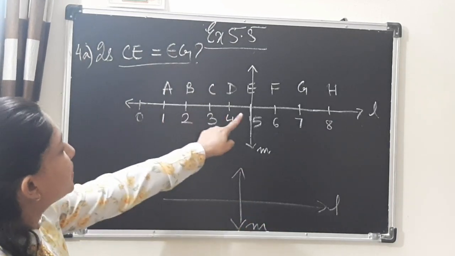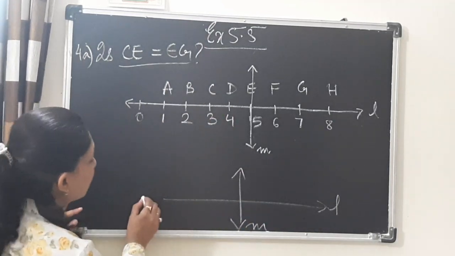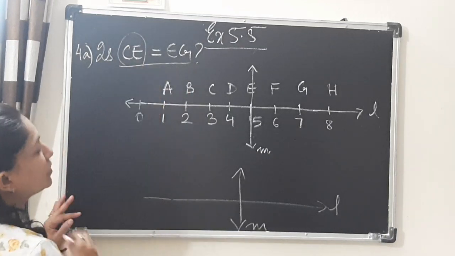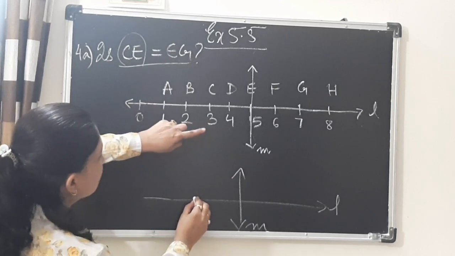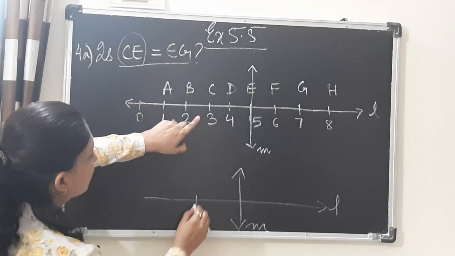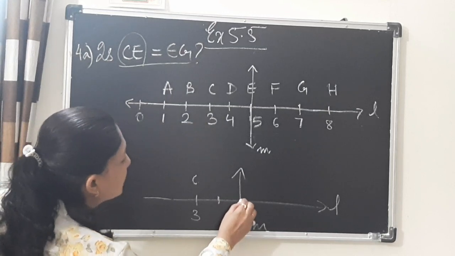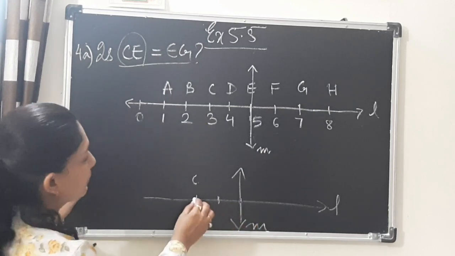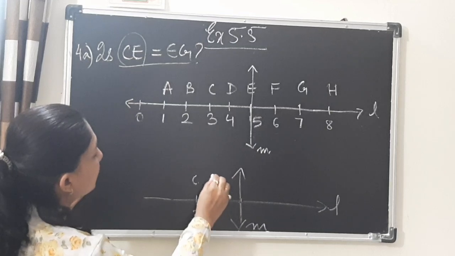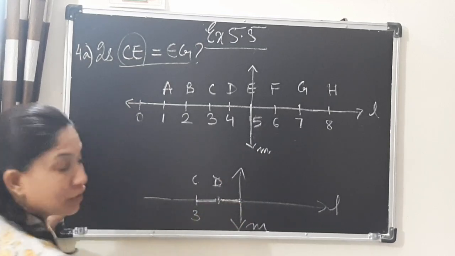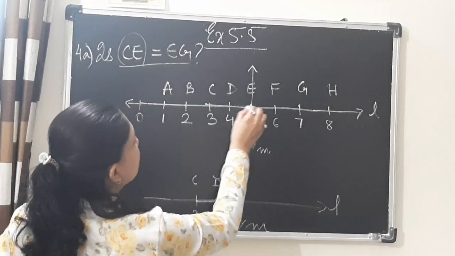Now where is CE? I'll draw that part here. They are asking whether CE is equal to EG. So where is CE? See here, third number is C. Then you have E here, at the fifth number. So you have D here also. 1, 2. See how many units? 2 units. Same way for C and E.